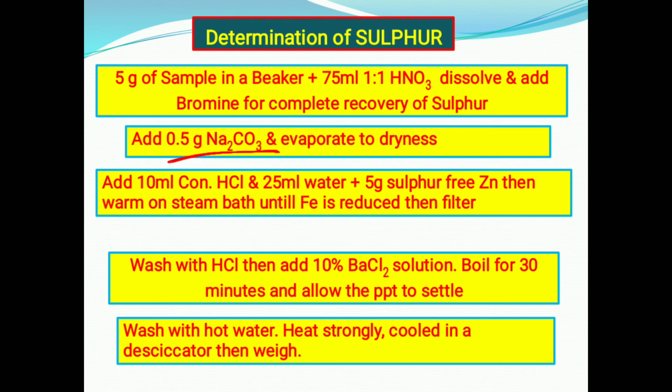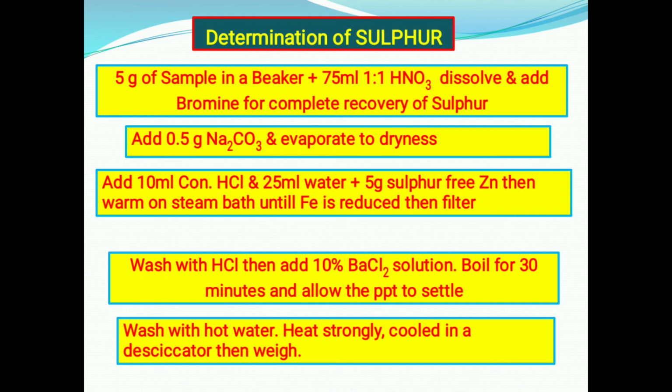After that, add 0.5 gram of sodium carbonate and evaporate to dryness. Next, add 10 ml concentrated HCl and 25 ml water, and then 5 gram sulfur-free zinc for the reduction of iron. Next, wash with HCl, then add 10% barium chloride solution. That barium chloride solution can combine with sulfate ion to produce barium sulfate.